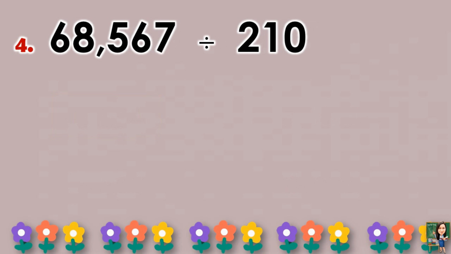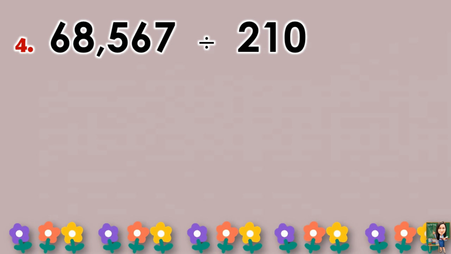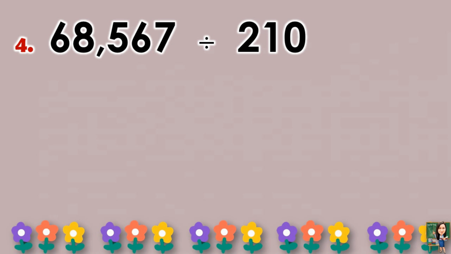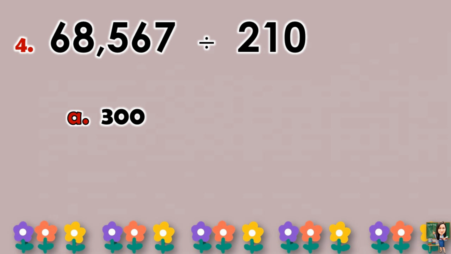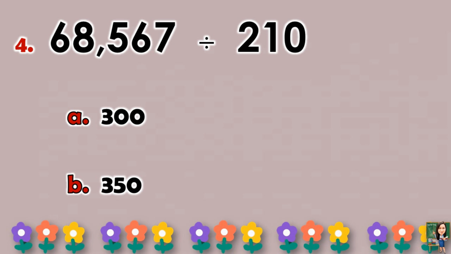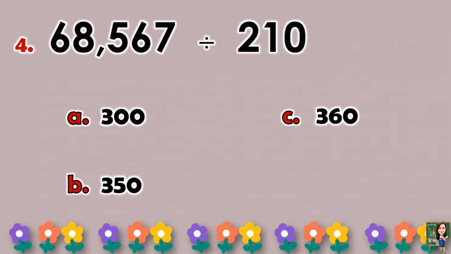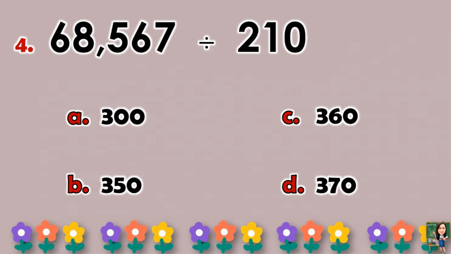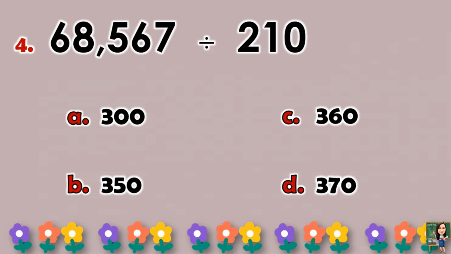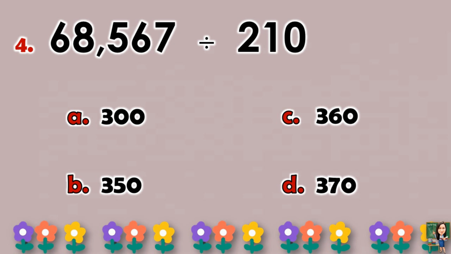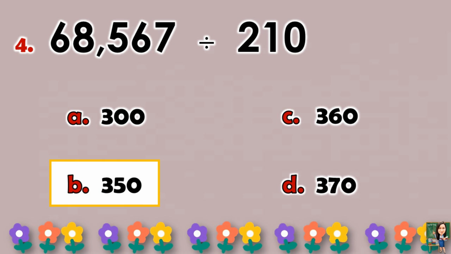Number 4. 68,567 divided by 210 equals A, 300, B, 350, C, 360, or D, 370. What is the correct answer? Very good! The correct answer is letter B, 350.